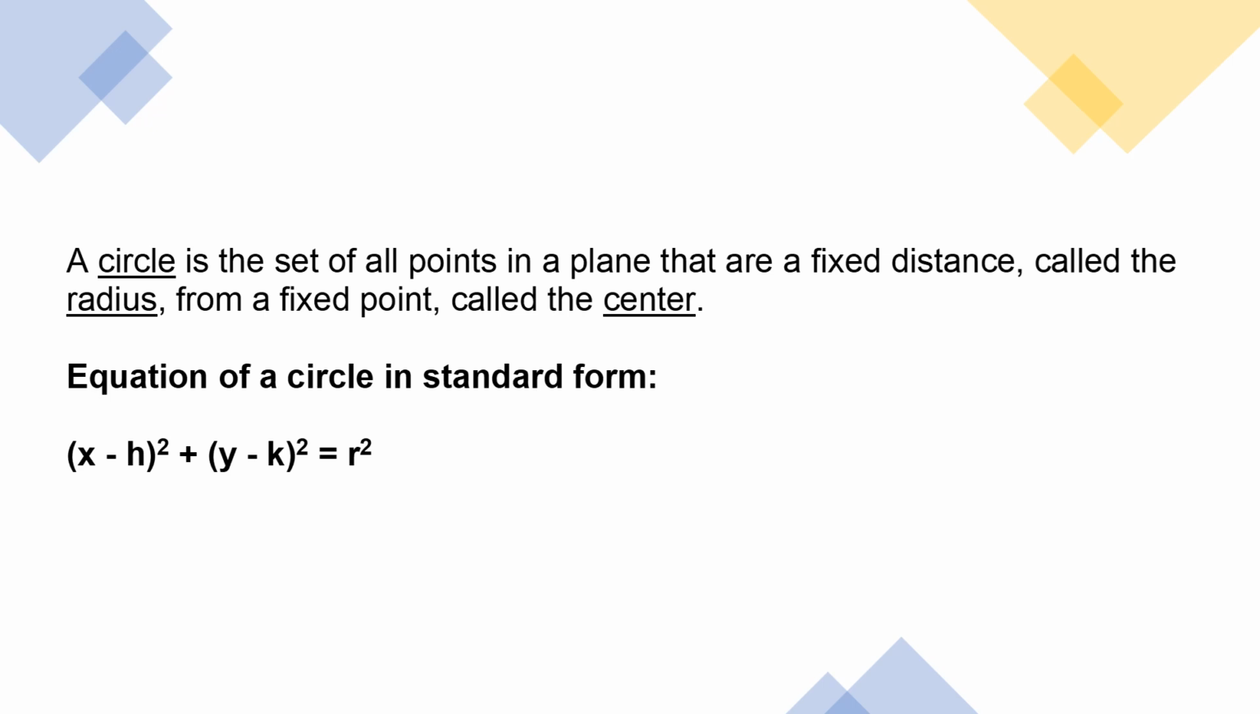Okay. The equation of a circle in standard form is (x minus h) squared plus (y minus k) squared equals r squared. Okay. So what we need to note from here is that your center is going to be your (h, k), and radius is just r, right? Not r squared, just r. So again, center is (h, k), radius is r.